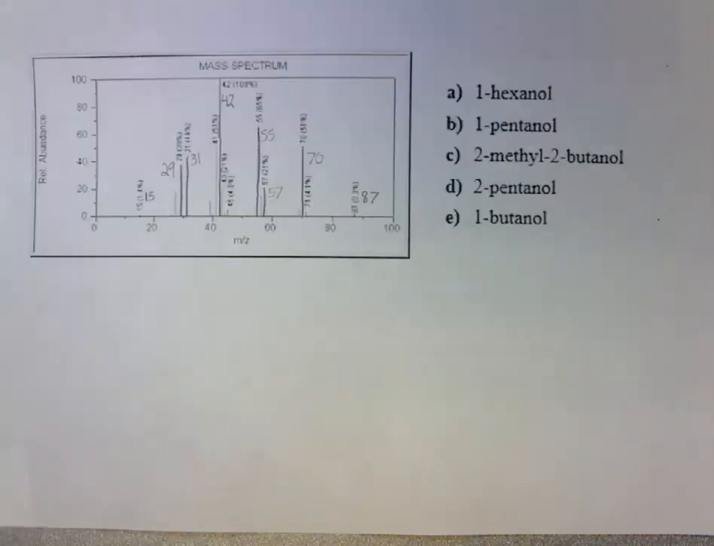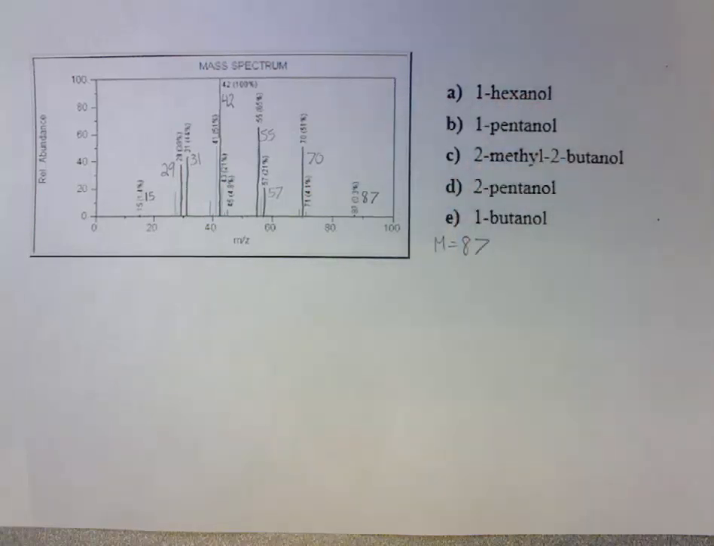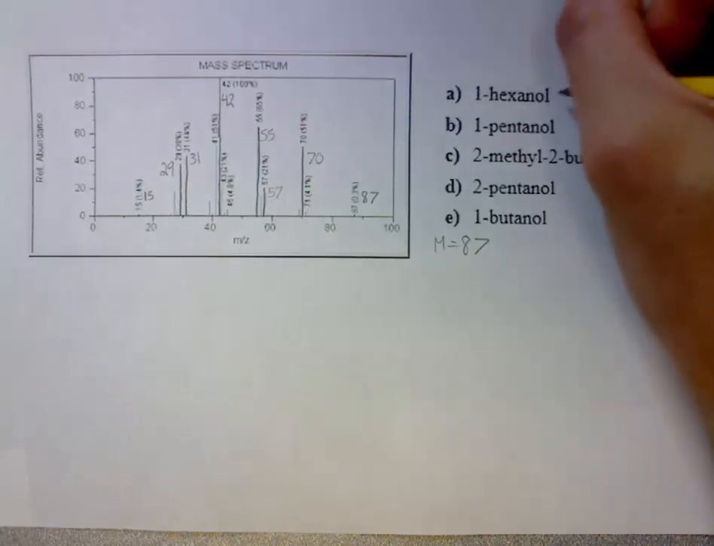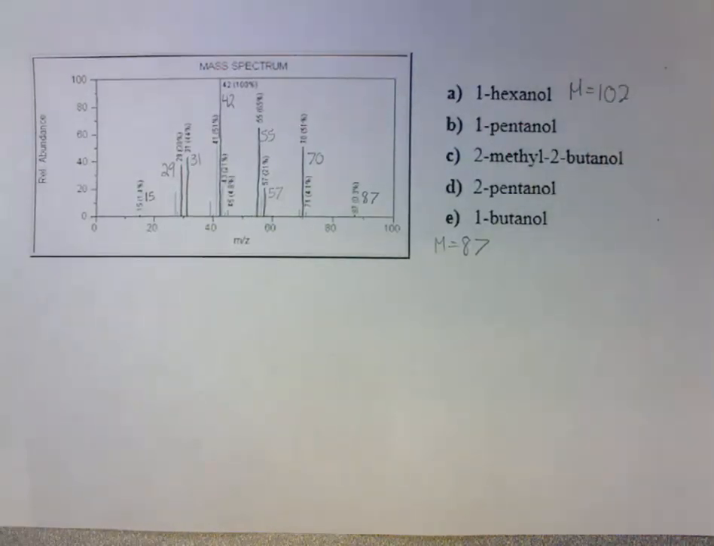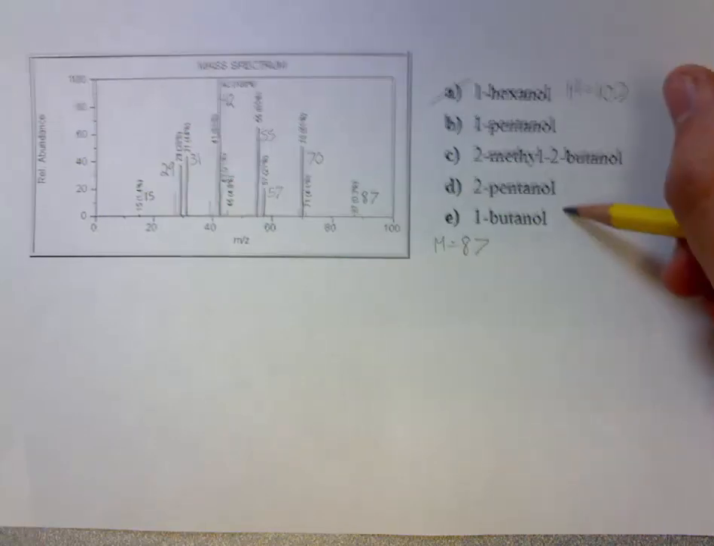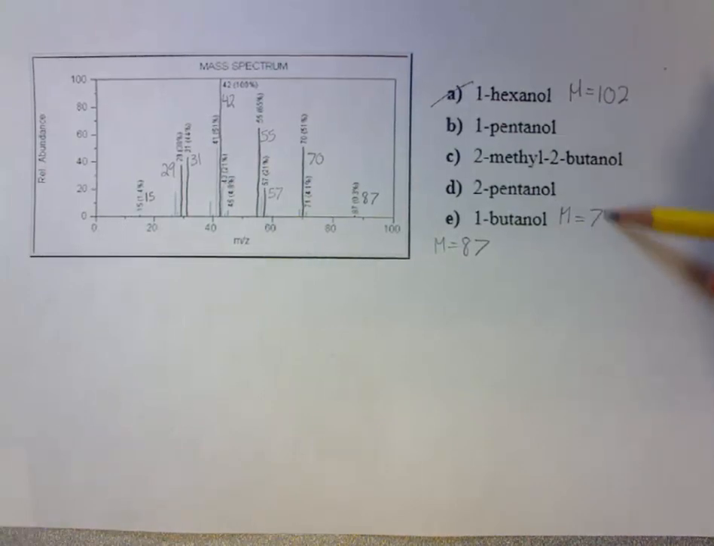For the next one, we have an M value of 87. If we start with A, 1-hexanol has an M value of 102. That will not be the correct answer. If we look at E, the M value is 74. That cannot be the correct answer.